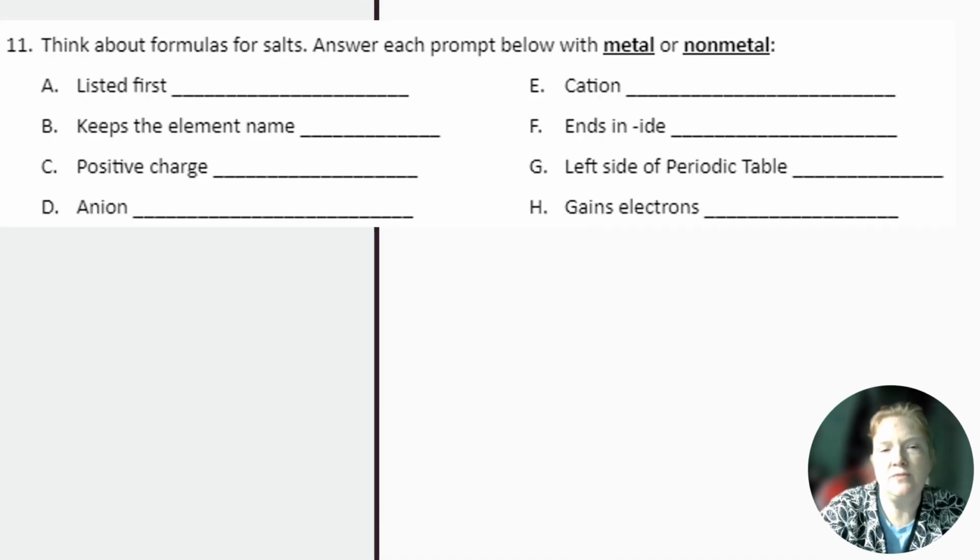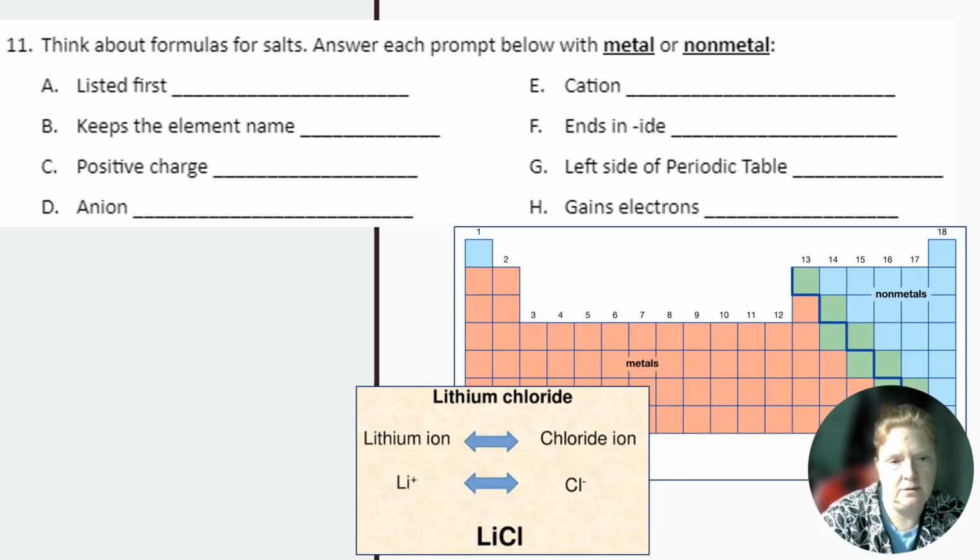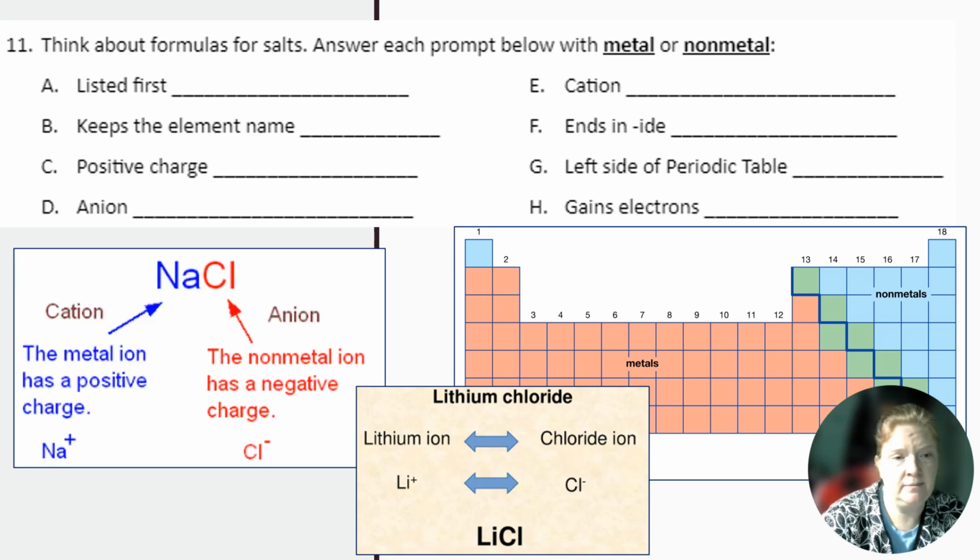Think about formulas for salts. Answer each of these with either metal or non-metal. Which one is listed first in a formula? Here's an example. Here's another example. So the metal is first. Which one keeps its name? It doesn't change its name at all. It just keeps whatever it is called on the periodic table.